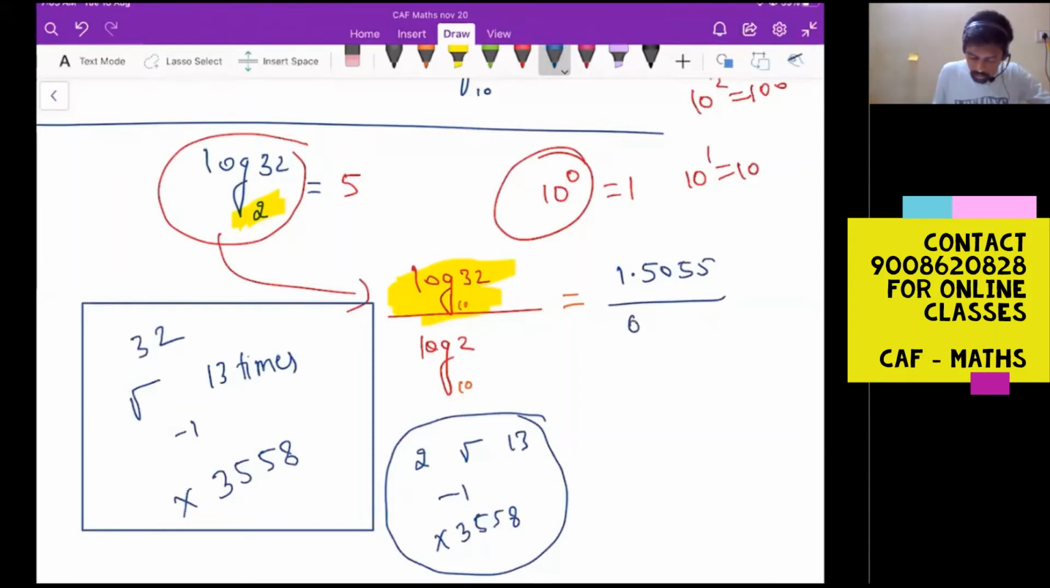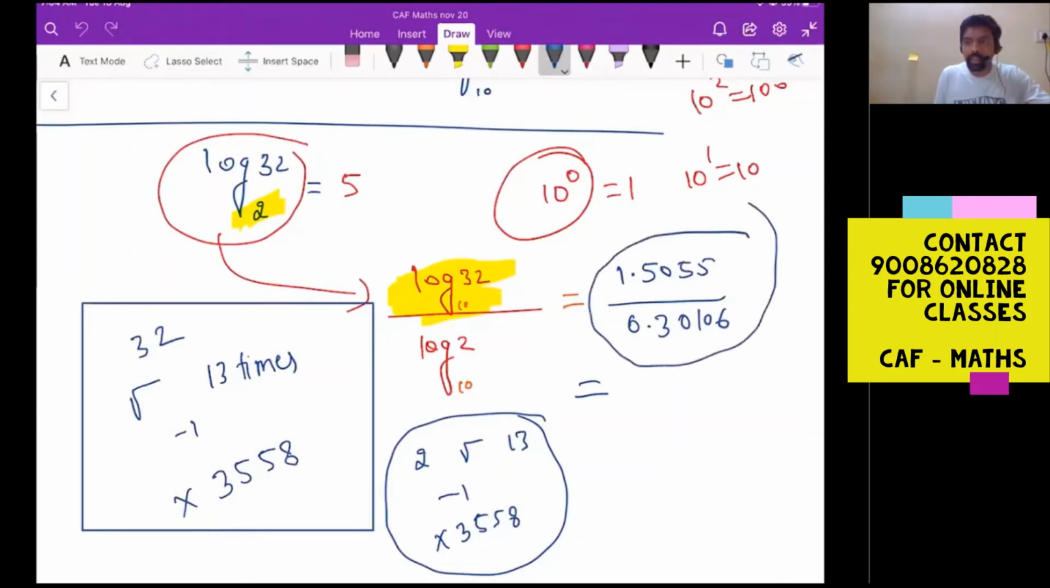Yes, 0.30106. So now can you divide this, 1.5055 divided by 0.30106? Divide this. How much will you get? Just divide this and then tell me the answer. 1.5055 divided by 0.30106. Yeah, we will get closely 5, correct?